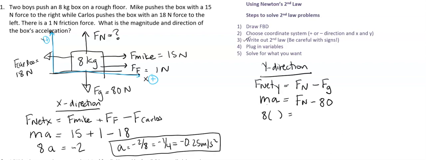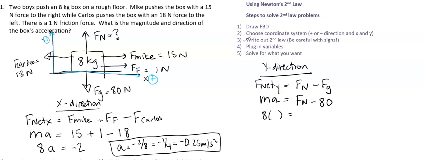Okay, so for acceleration, I want you to think to yourself. So acceleration we found was -0.25 meters per second squared. Is that going to be the acceleration in this case? So think to yourself and then check back in. Okay, so acceleration was -0.25 meters per second squared in the x direction. So we do not use that for the y direction acceleration.